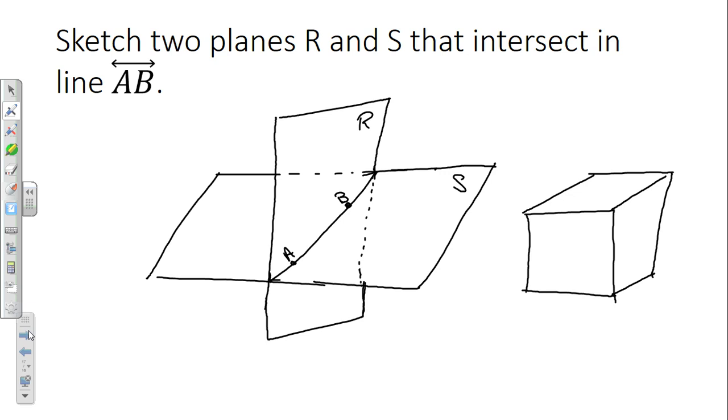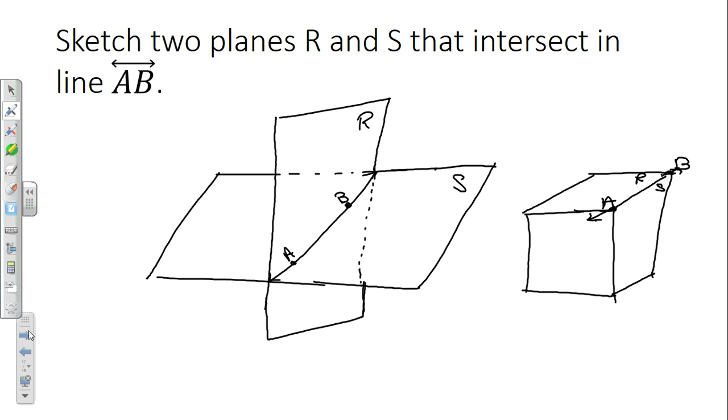So the top one is plane R. The right side is plane S. So where do those two intersect? Yeah, that back corner, right? P would be this back point, and Q would be this point. Oh, AB, sorry, not PQ, AB. A different problem in my head. So A would be this point, B would be this point. So that's not too hard to draw, right? We can do that.